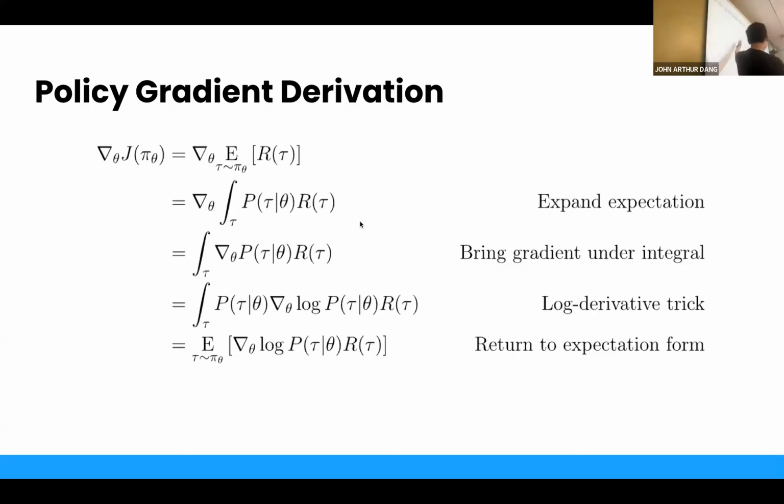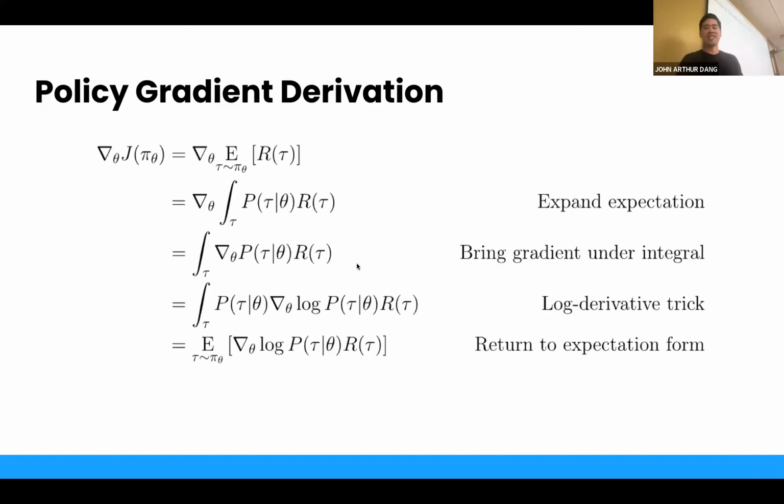Now we have an integral with this p of tau term, and we're going to turn it back into an expectation. An expectation is just an integral or sum of some probability distribution times whatever you're trying to take the expectation of. So this term goes away and becomes an expectation over tau sampled from p theta, the same as your probability distribution over trajectories from running your policy pi. Then you just have the rest of the terms: grad log p times the reward of your trajectory.